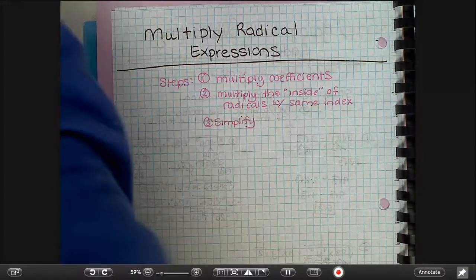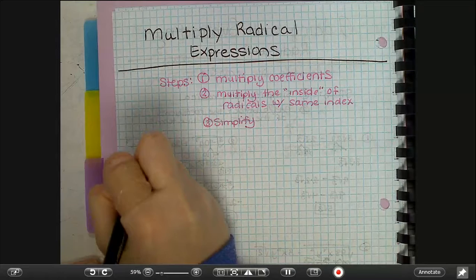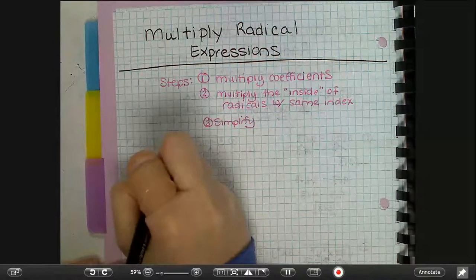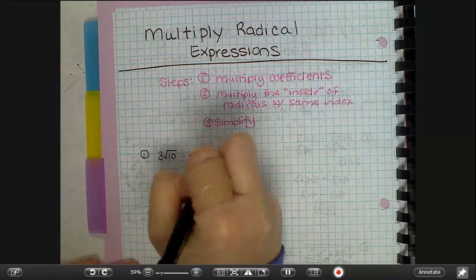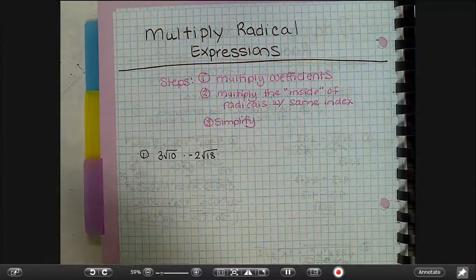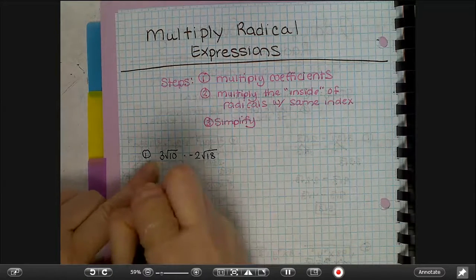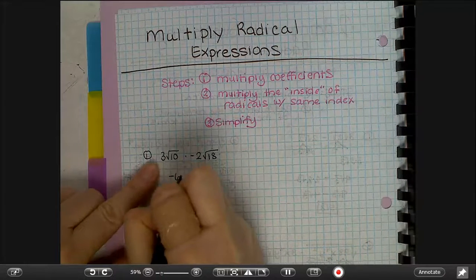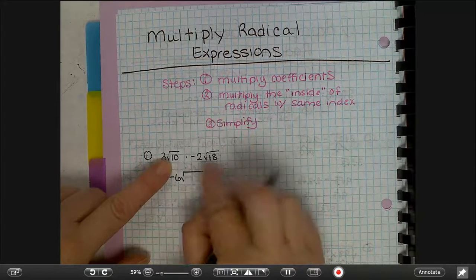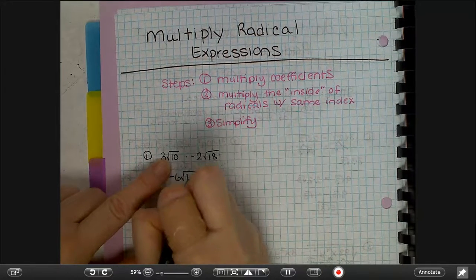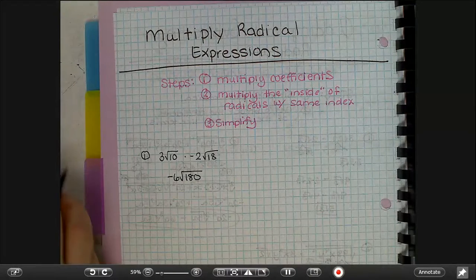So let's do a simple-ish example to begin. 3 root 10 times negative 2 root 18. So like I said, you're going to multiply the coefficients. 3 times negative 2 is negative 6. We have the same index. They're both square roots, so we're going to multiply the insides. 180. And then from there, we're going to simplify.